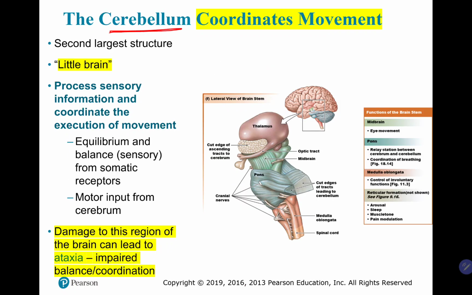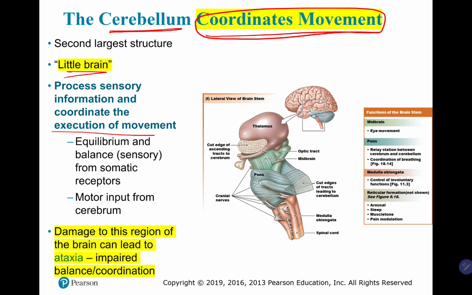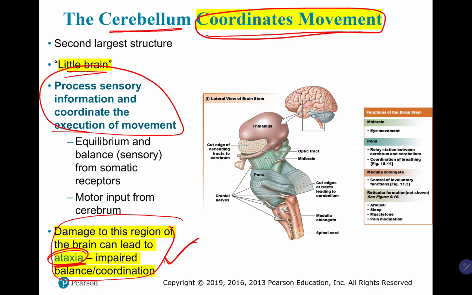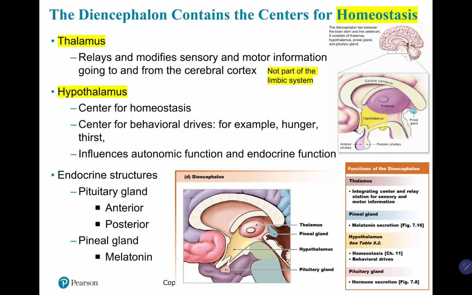Remember the cerebellum. The cerebellum is that little brain, and it coordinates movement. It's able to process sensory information, and coordinate and execute movement unconsciously. That's the cerebellum. However, damage to this region can lead to ataxia, which is impaired balance and coordination.